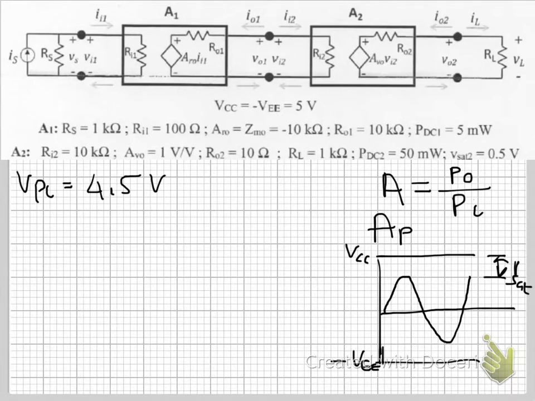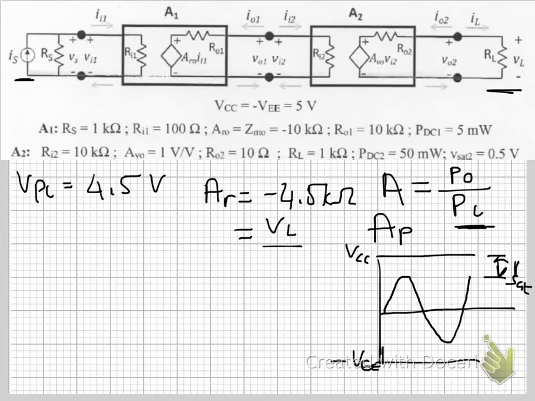Right, to get our power efficiency, we need our input power, so we need our source current. To relate our output voltage at the load to our source, we use the transimpedance gain, which we found, A of R equal to negative 4.5 kilo ohms, and that is equal to the load voltage over the source current. So this gives us a source current of 1 milliamp.